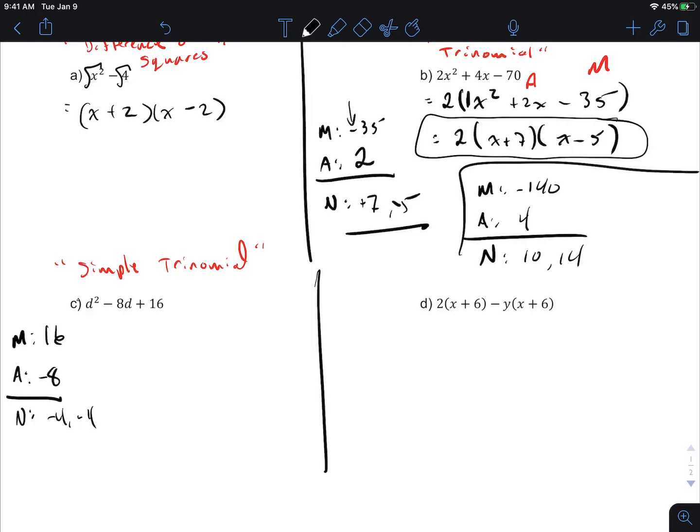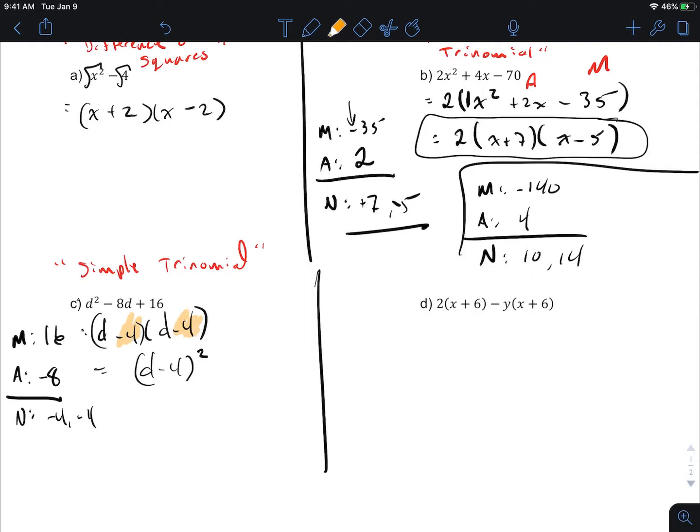Okay, so because it's a simple trinomial, once I get those two numbers, I can just go d minus 4 multiplied by d minus 4, which is equal to d minus 4 squared. Now, that's if you just factor this as a simple trinomial. But there's something special about this one, isn't there? Both those numbers are the same.